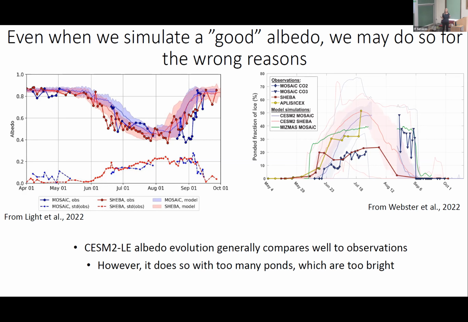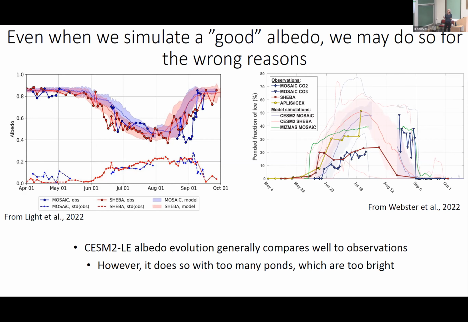Now, this is a free running climate model, and so there's internal variability here. So we don't expect to exactly get what occurred at SHEBA or occurred at MOSAiC. But it's good news that in general, the model looks like it's undergoing these stages of albedo evolution that you can see in observational data.